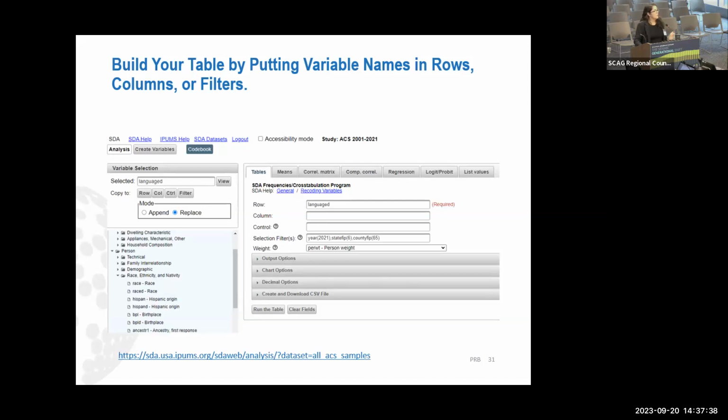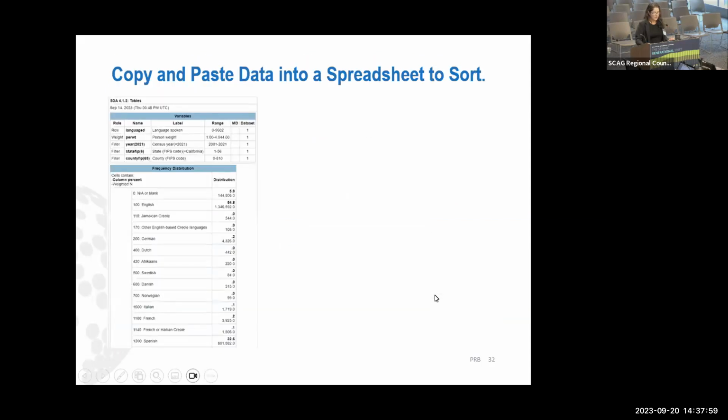And then that has to be linked to a state because there's a FIPS code 65 in more than half of the states, which have at least 65 counties. So I need to say state FIP 6, because that's California, and county FIP 65 to get Riverside. That's all I need to do. Once I've got that, I click on run the table, and that gives us this tabulation of all of the languages spoken in Riverside County and the number of people that speak them.